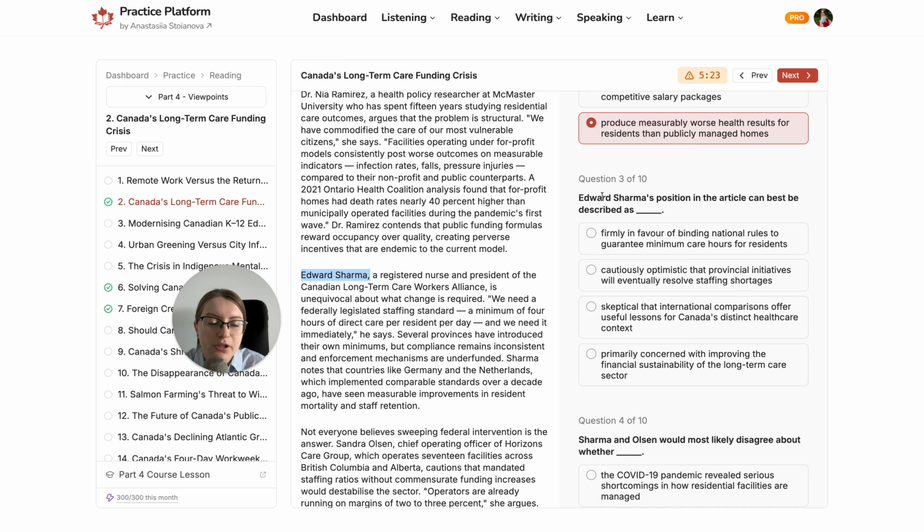So for example, here we have "Edward Sharma's position in the article can best be described as," and we have 4 options. You can just briefly look at what they're saying and then try to match. So right now, pause the video, read what Edward Sharma thinks regarding this problem, and then we'll try to match the options. So in this case, what do we find? We see this, again, quotation marks are very important. This is what you're going to see on a real test as well.